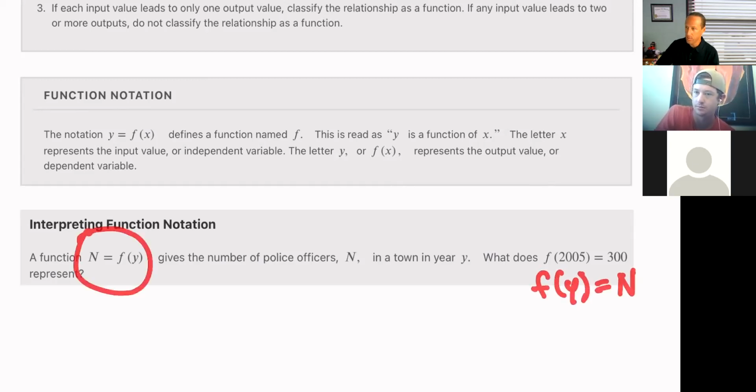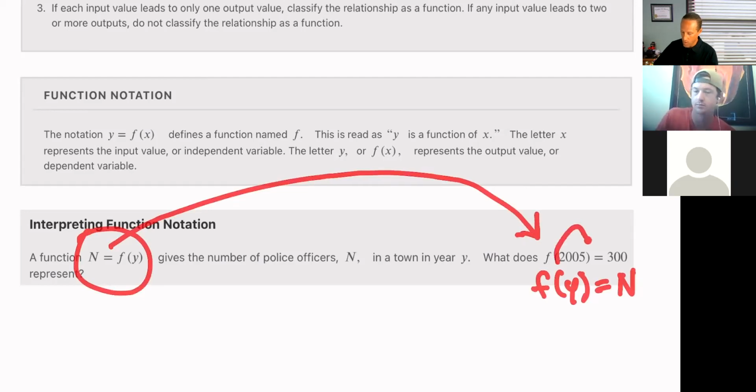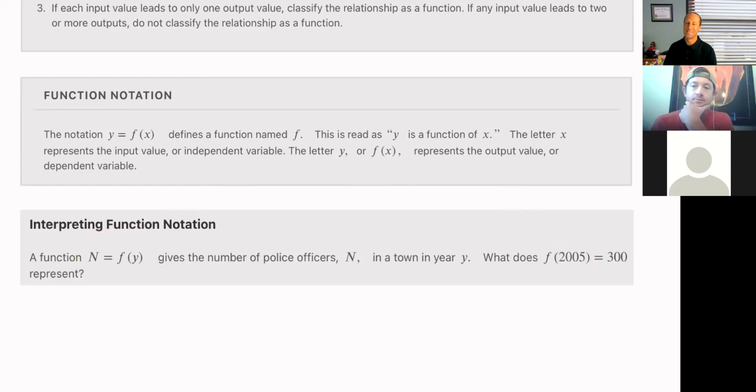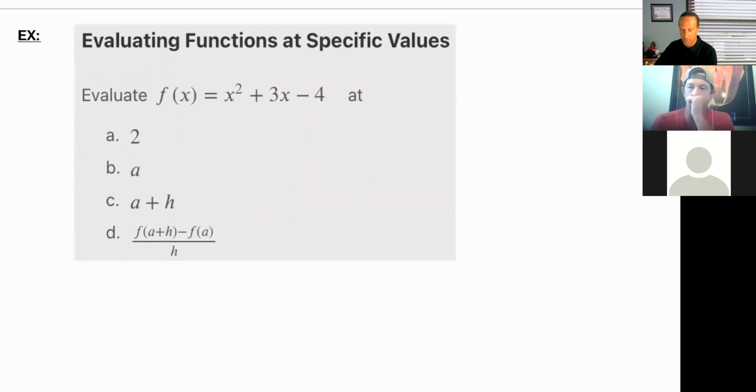Well, if you write exactly what I told you right over here, the Y represented the year, and the N, the output, represented the number of police officers for that year in said city or town. Things that, again, we should be familiar with.